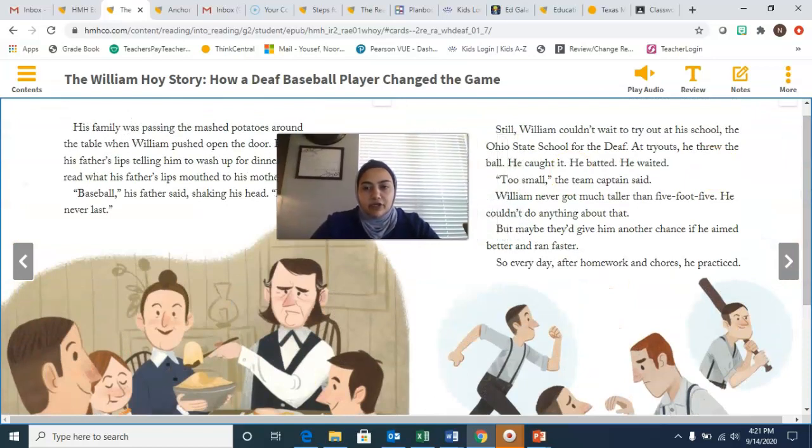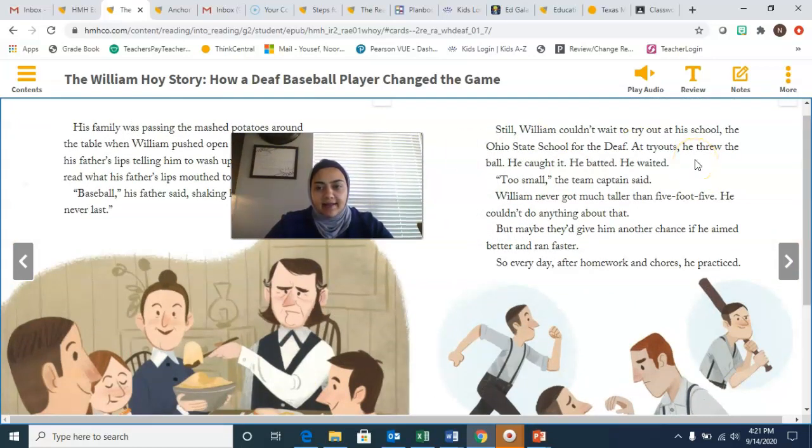Still, William couldn't wait to try out at his school, the Ohio State School for the Deaf. At tryouts, he threw the ball. He caught it. He batted. He waited. "Too small," the team captain said. William never got much taller than 5'5". He couldn't do anything about that. But maybe they'd give him another chance if he aimed better and ran faster.